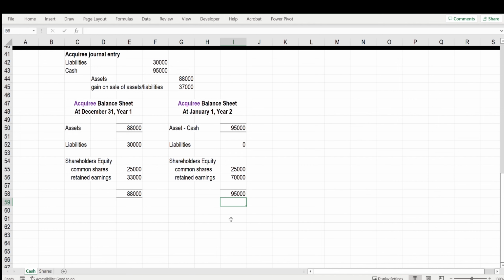So that's what the journal entry and balance sheet look like from the acquiree side of the situation when we do a control through purchase of net assets via cash.